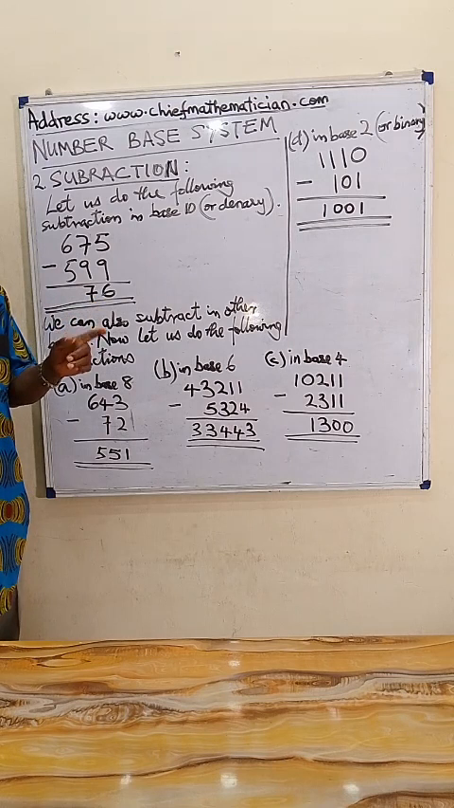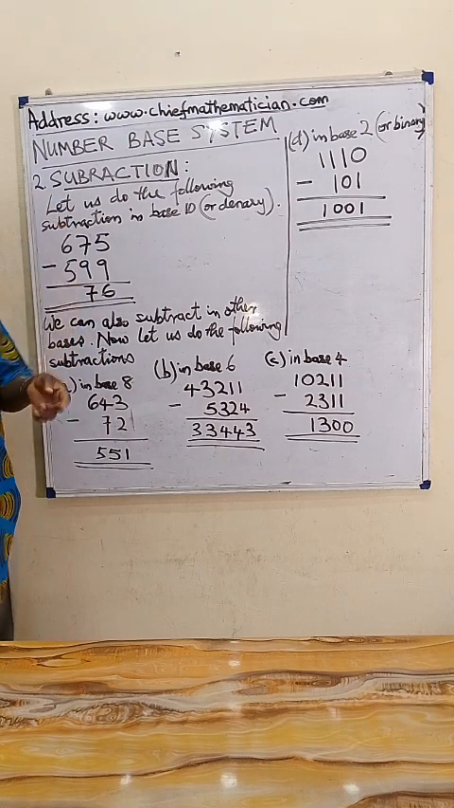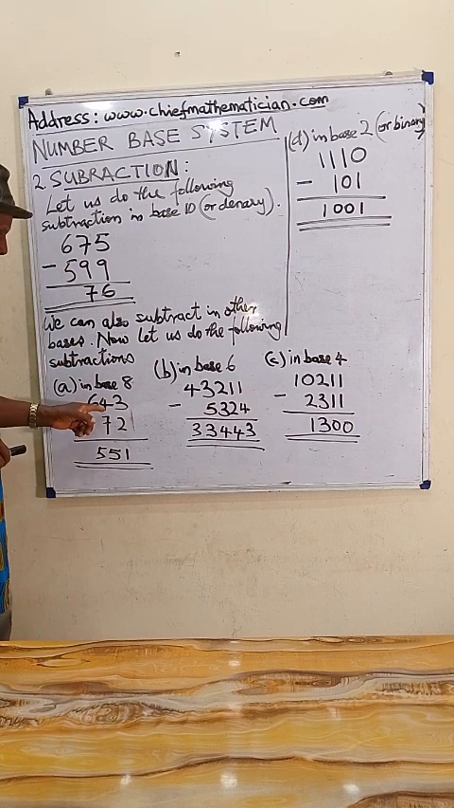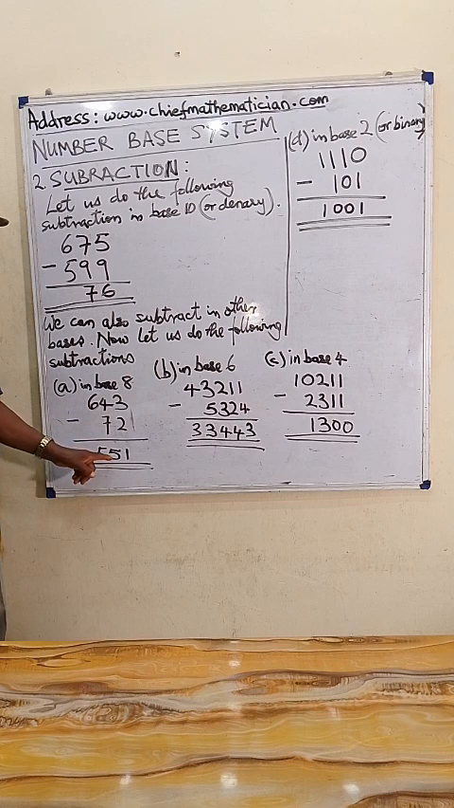The one you are borrowing is one bundle of 8 because you are working in base 8. So don't make the mistake of taking your mind back to base 10. The one you borrow from 6 represents 8. So 8 plus 4 will give you 12. Now 7 from 12 will give you 5.